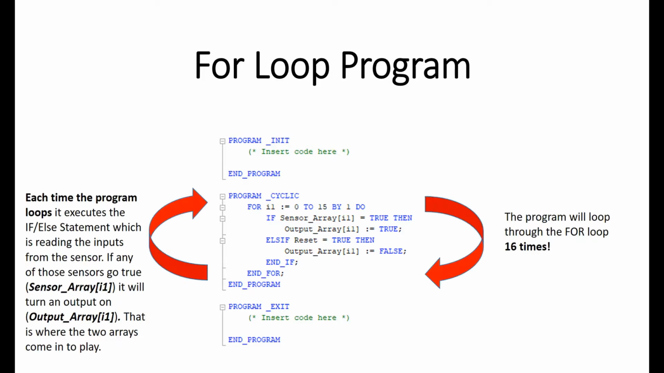As you can see right here, in my main cyclic I've got a simple for loop where I'm going to have i1 as a variable. It's going to be equal to 0, and then it's going to index up to 15 by ones. Each time it indexes, it's going to execute the code right below here, this if else statement, and it's going to be looking for these different arrays that we have created as variables as well. And that's how we're going to be looking at all these sensors in our project.